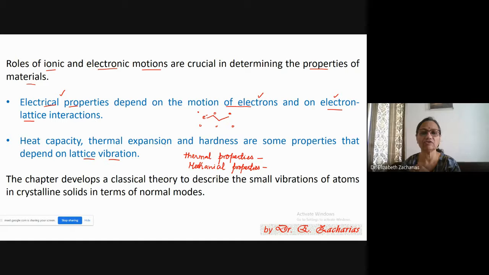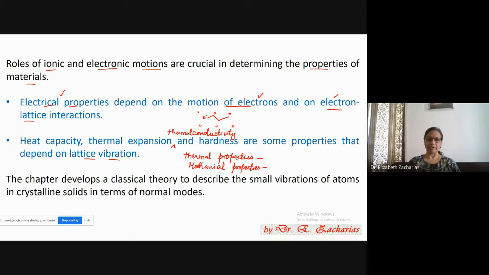Maybe I can write that also here. Thermal conductivity. So these are all the main properties called thermal properties. So thermal properties are decided by the lattice motion, the lattice vibration.